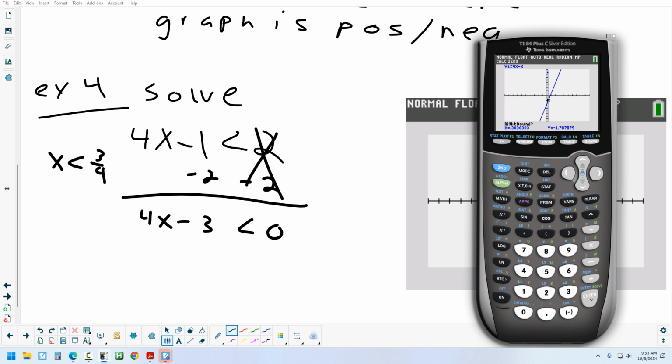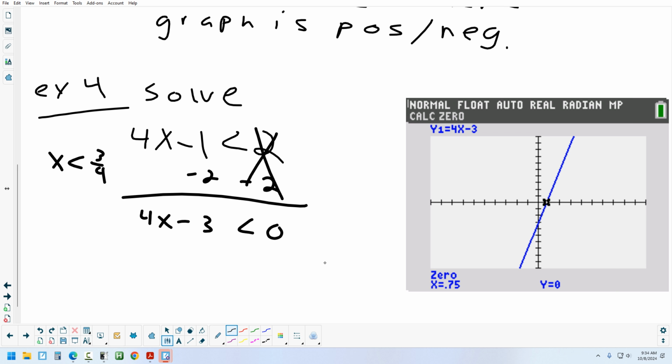Hit enter. Pick a point to the right of where it crosses, which in this case means the y value is positive. And the last thing is the guess. Just put that kind of close to where you think it crosses. And if you did it right, it should come up and say x is 0.75. Any question on how I got the 0.75?